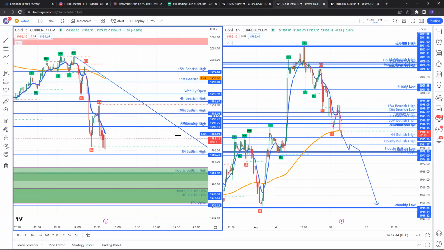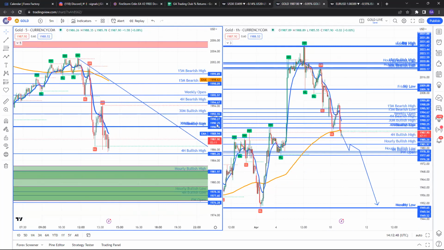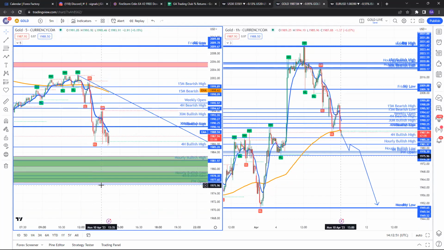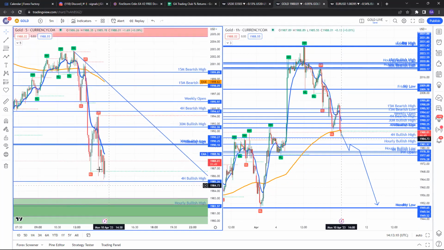Gold, let's see. We should get some reaction around this zone. And you do see we have a lot of demand zones. So between 1983 and 1976, we should get some buy momentum on gold. But remember, I'm still bearish on gold for now, but for me to take a sell on gold, I need this established trend line on the 5-minute to be retested. And look at that, right? So we do have a 4-hour bearish high here.